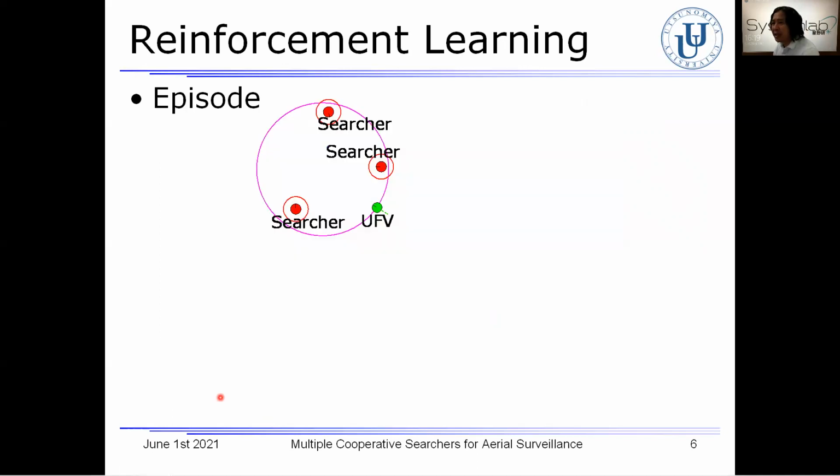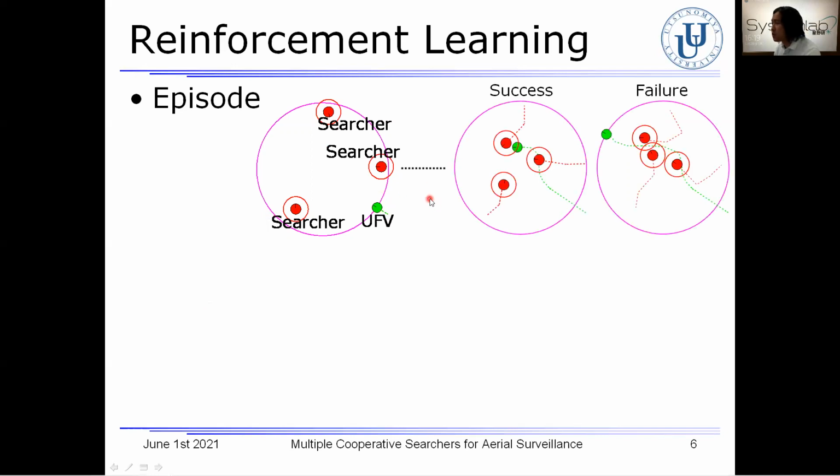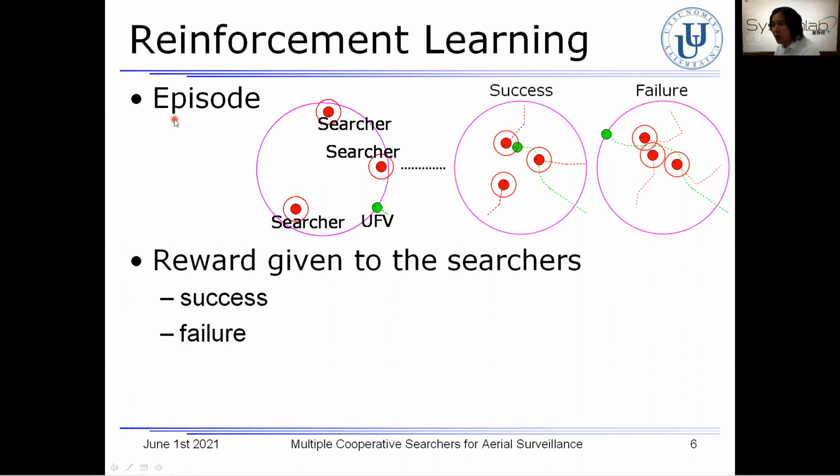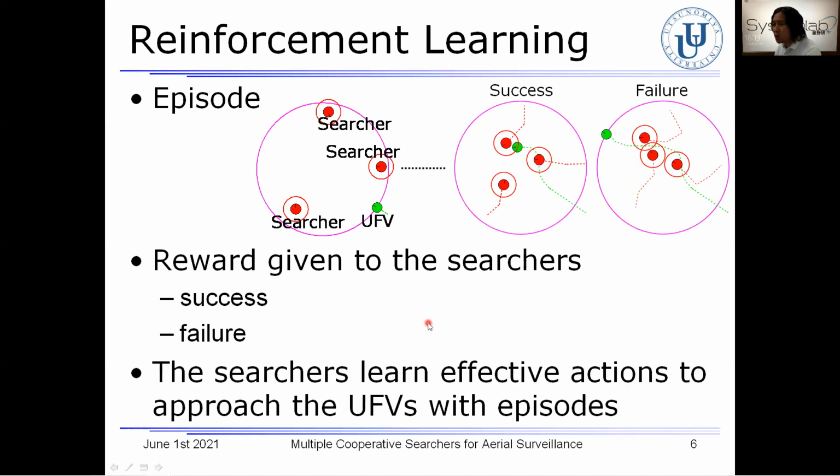For reinforcement learning, the surveillance process from the detection of the incoming UFV by the sentinel to the success or failure of detection by the searchers is called an episode. At the end of each episode, a reward is given to the searchers depending on the surveillance result, success or failure. With each episode, the searchers gradually learn effective actions to approach the UFVs.